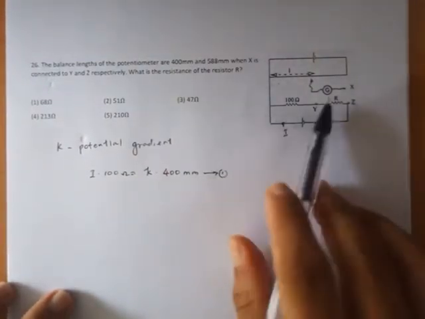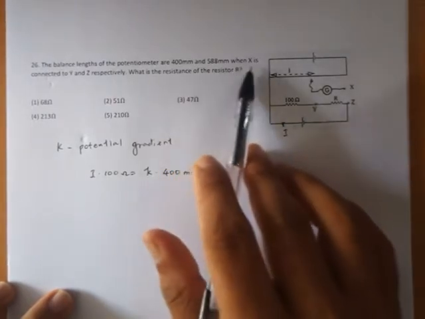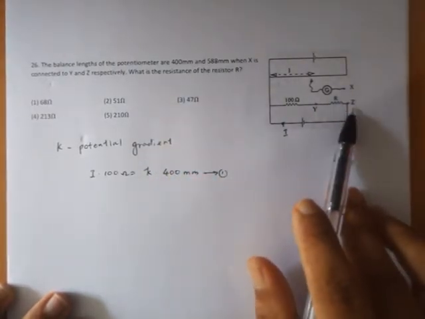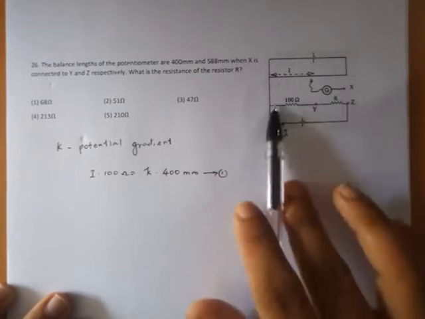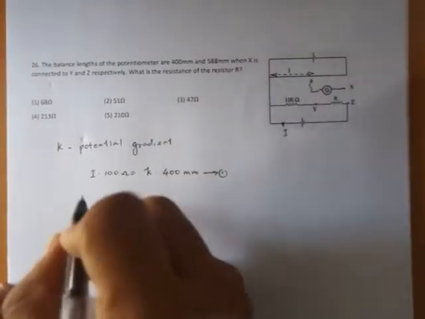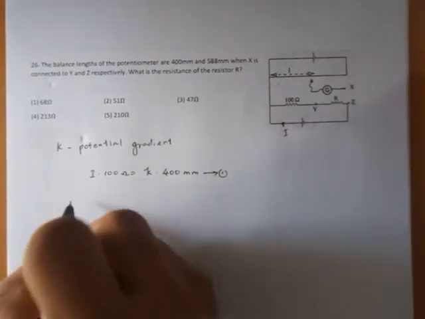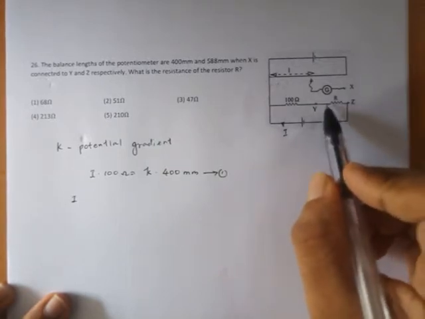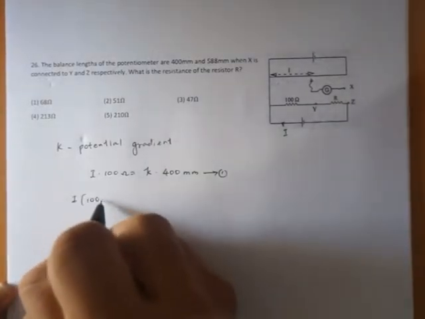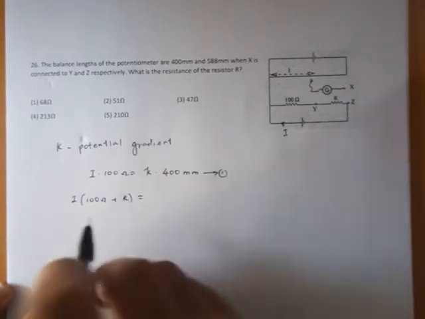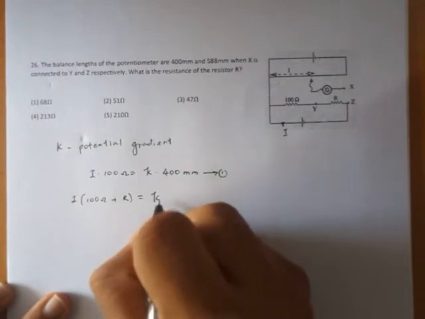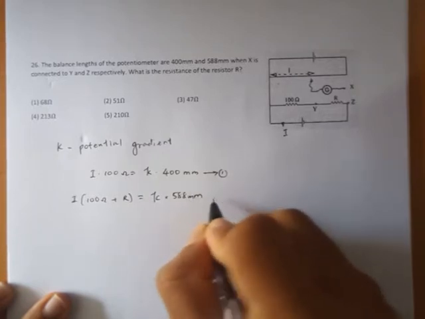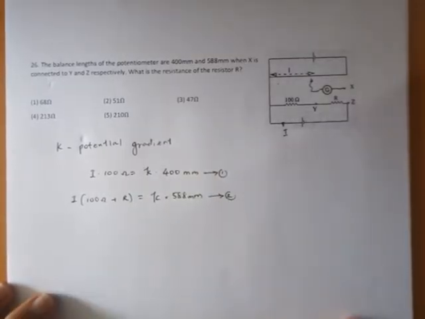Next, when X is connected to Z, the balance length is 588 millimeter. So this potential difference is balanced by the potentiometer wire. Now I can write the potential difference as I times 100 plus I times R, so I times (100 ohm plus R). This is balanced by K times 588 millimeter. So this is my equation 2, and we want to find R.